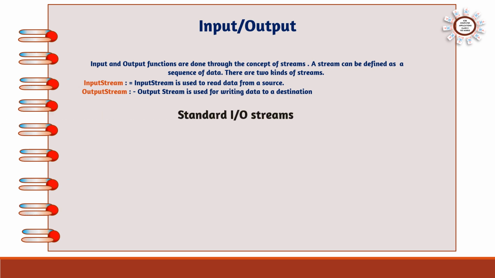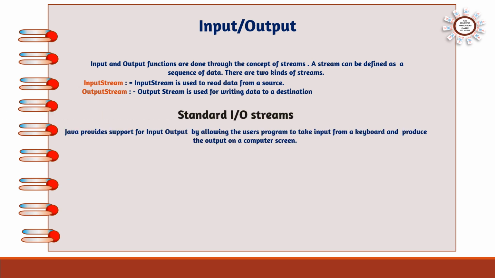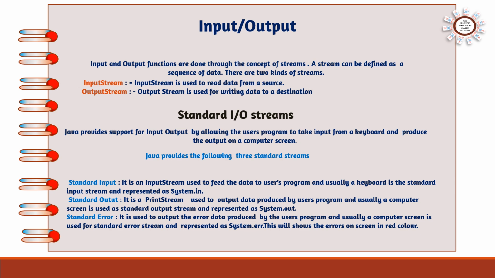So the standard input output streams: Java provides support for input-output by allowing the user program to take input from the keyboard. Mainly we are inputting the data through the keyboard and showing the output on the computer screen. And the three standard streams are, first, standard input. That means inputting data through the keyboard so that the program can use it. And it is referred to as System.in. When we are inputting the data, System.in.